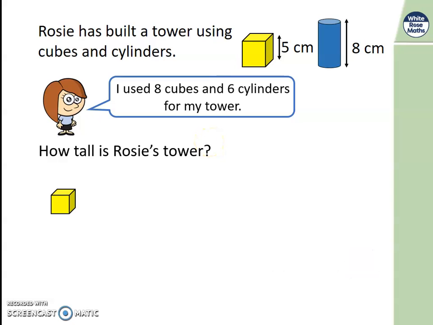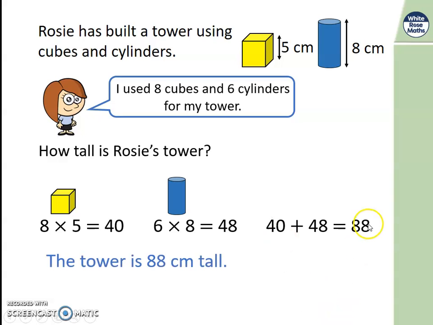So we can say that 8 times 5 is 40, because we're using 8 cubes at 5 centimetres. And 6 times 8, because it's 6 cylinders at 8 centimetres, is 48. And finally we add them together and it equals 88 centimetres tall.